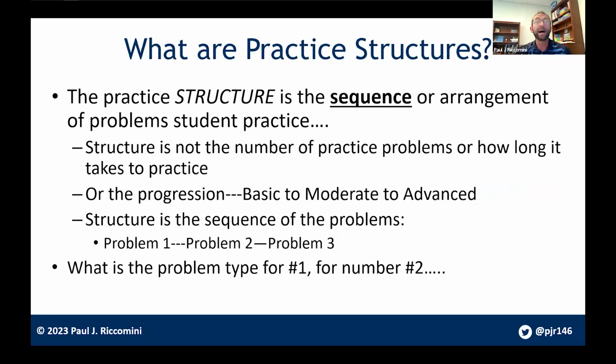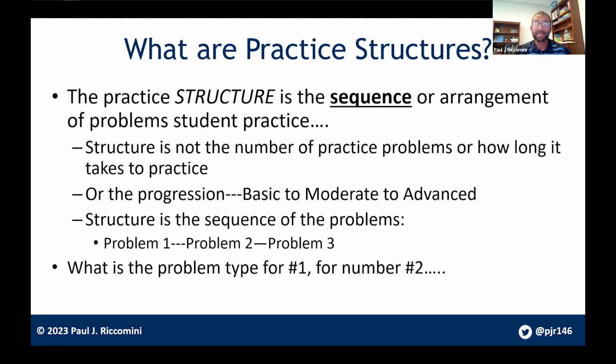And what type of problem they are. So this isn't about the number of problems. This isn't about whether it's a computation problem, a word problem, a problem with manipulatives, or a problem where they draw a picture, graph, or use a calculator. It has nothing to do with that. This has to do with the sequence of the problems. What kinds of problem types are put on the page?